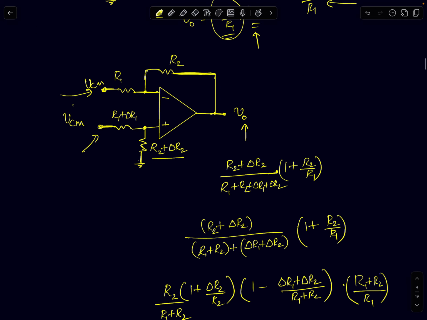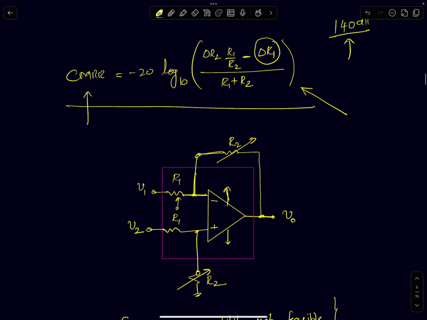Now, if they are all internal, then we have a problem. What is the problem? When we talk about an instrumentation amplifier, I need programmable gain. If I have to give you programmable gain, either resistor R2 has to be external or R1 has to be external. Let's say I make R2 external, then R1 will be internal to the chip. What I've shown in the pink dotted lines is the chip. The chip contains an op-amp and two resistors. These two resistors R2 are external to the chip.